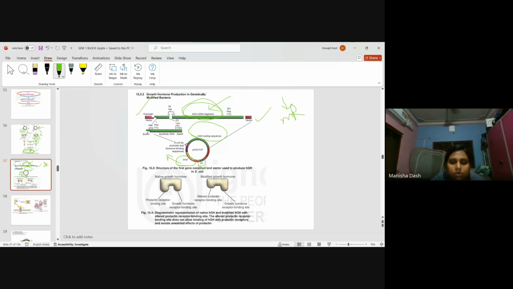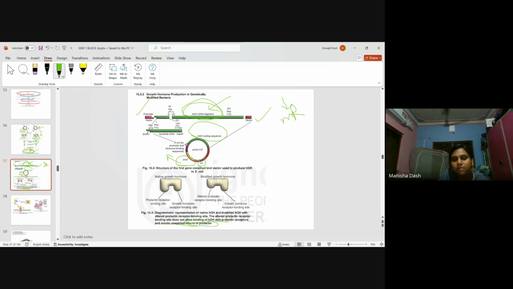Okay. So this is the native growth hormone, the prolactin receptor binding site, the growth hormone receptor binding site, and this is the modified growth hormone. Okay, so altered prolactin receptor binding site, this is the growth hormone receptor binding site. So this is the diagrammatic representation of native HGH and modified HGH with altered prolactin receptor binding site. The altered prolactin receptor binding site does not allow binding of the HGH with the prolactin receptors and avoids unwanted effects of the prolactin. Okay.